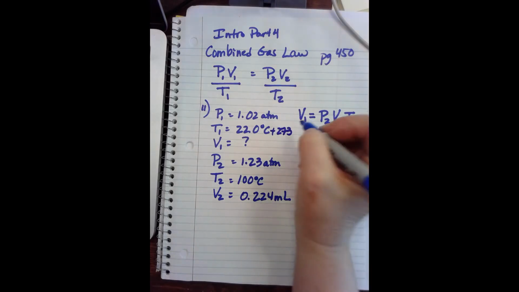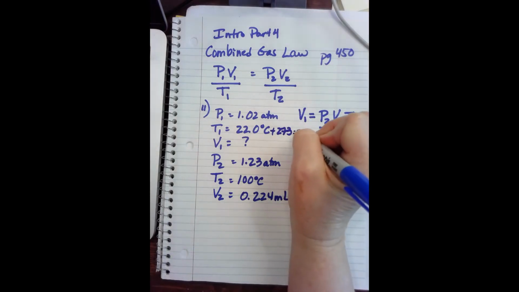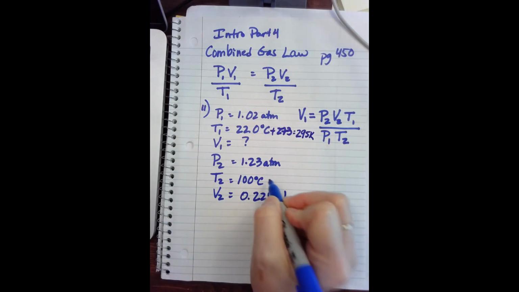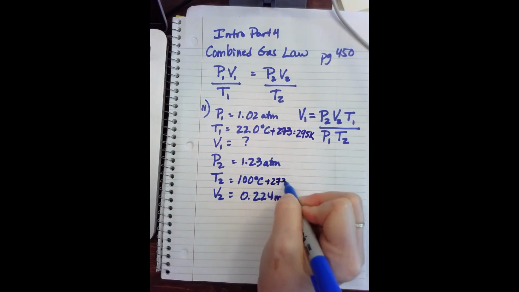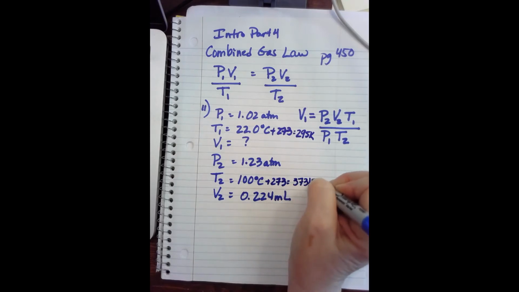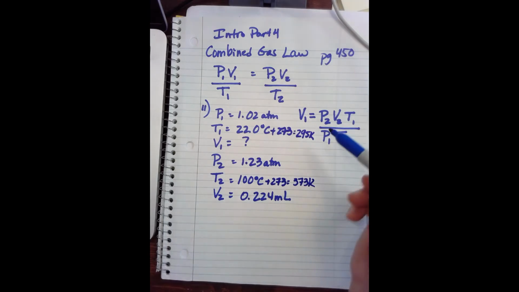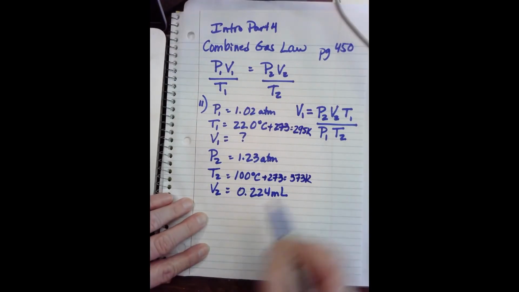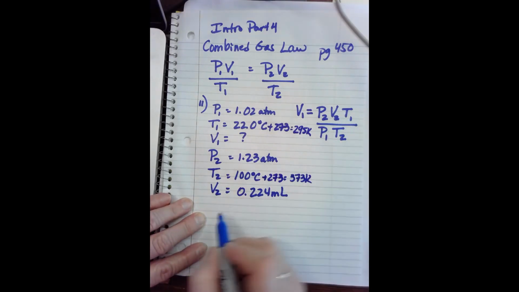giving you a chance to grab your calculator as well. So that's 295 Kelvin. And then we have to add that here, plus 273. So our new temperature is going to be 373 Kelvin. Right? So now I'll drop down here, so that I'm going to actually pull this over here.